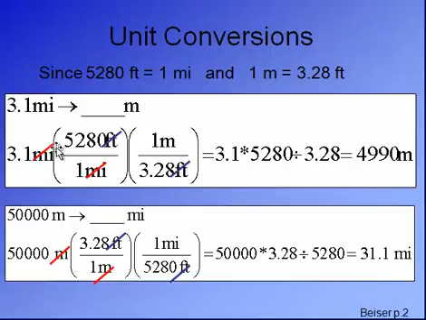Here's a 3.1, 5280 is on the top. If it's on the top, I multiply. So right there, 3.1 times 5280, and 3.28 is on the bottom, so I divide. There's my answer right there.